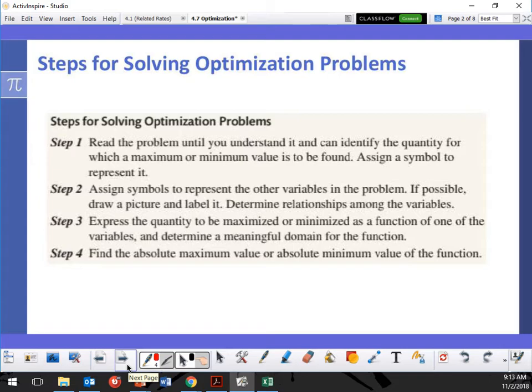Steps for solving: Read the problem until you understand. You can identify the quantity for which maximum or minimum values will be found. Assign a symbol to represent it. Assign symbols to represent other variables in the problem. If possible, draw a picture and label it. Determine relationships among the variables. Express the quantity to be maximized or minimized as a function of one of the variables. Determine the meaningful domain of the function. Find the absolute maximum value or absolute minimum value of the function. Okay, good. That's what we're trying for.